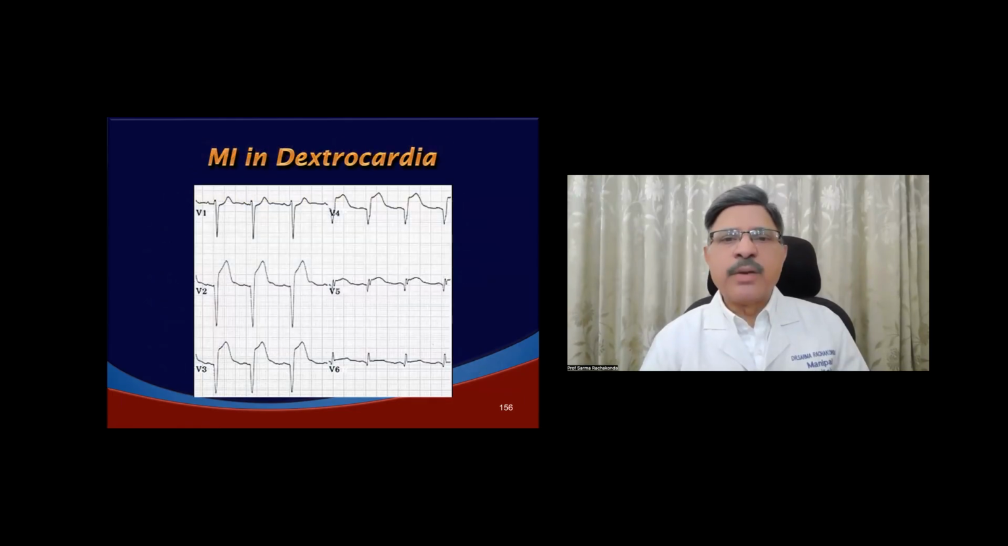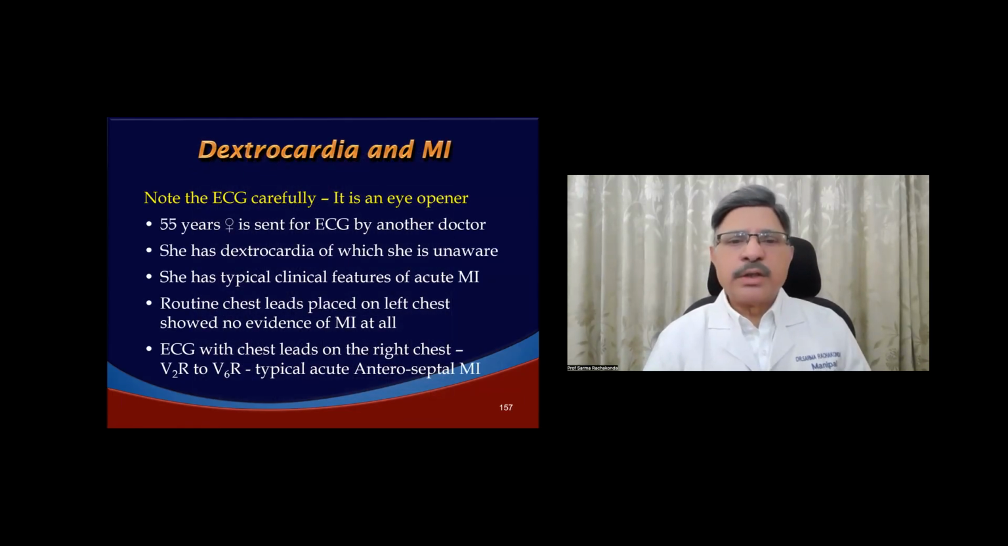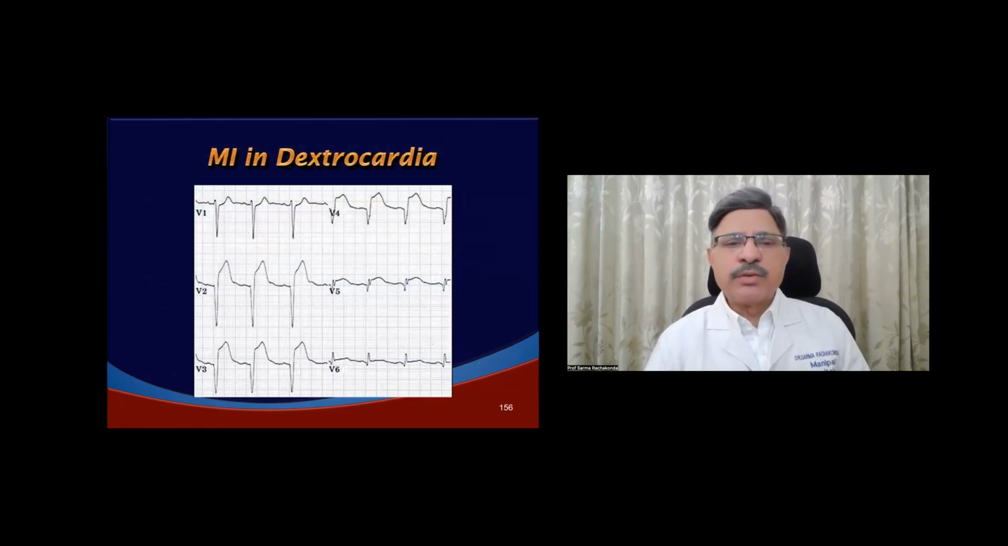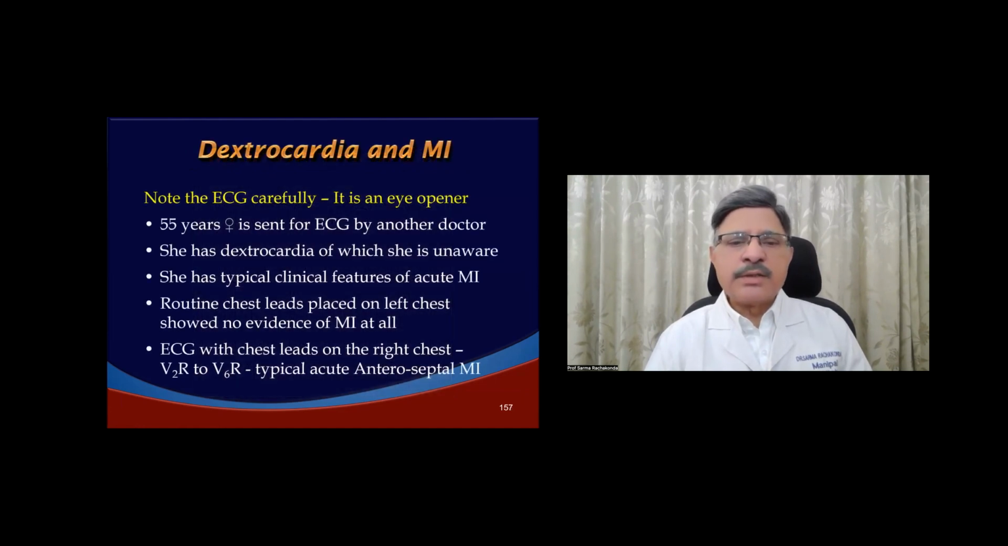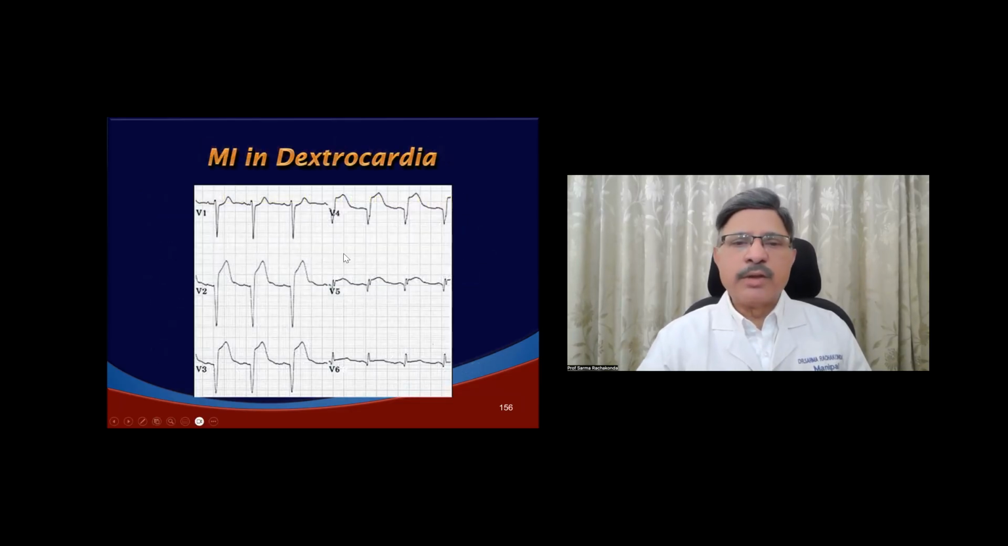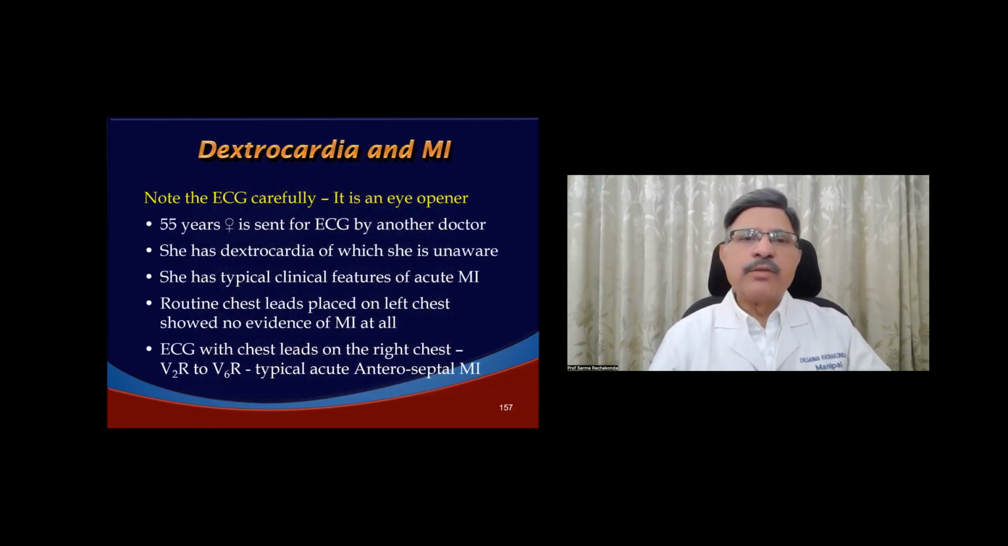A 55-year-old patient is seen by another doctor and sent to me. She has dextrocardia, of which she is unaware. She has typical clinical features of MI. Routine chest leads placed on the left side showed no evidence of MI. But once we put it on the right side, ECG with right-sided chest leads, V2R to V6 show a typical anteroseptal infarct in this particular lady. Always, when the symptoms are not correlating, take right-sided leads and look for dextrocardia or right ventricular infarction. Dextrocardia and MI, this also we have seen.